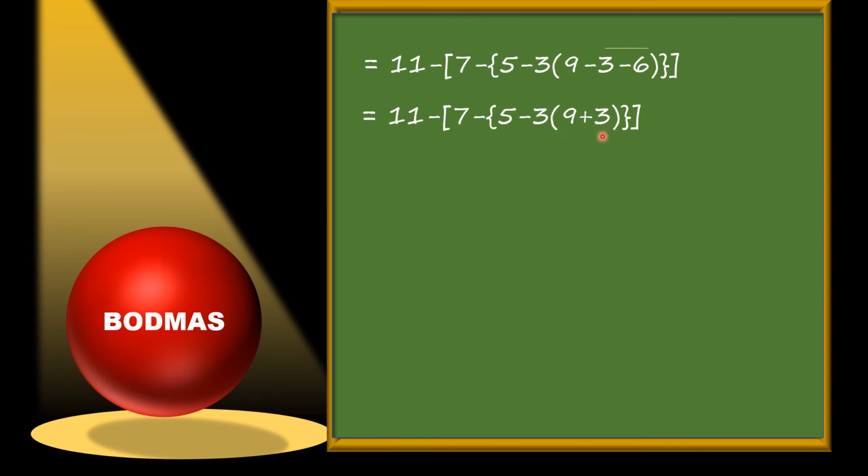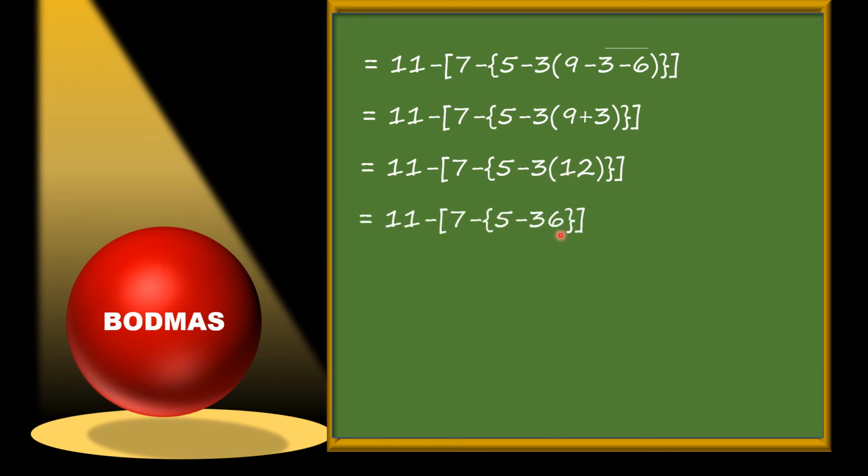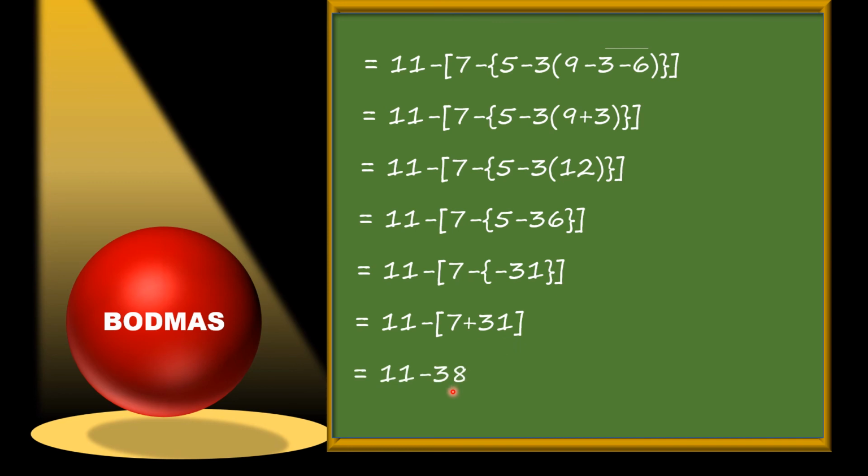Now we will solve this small bracket, 9 plus 3 equals 12, so it is 12. Now 3 12s are 36. Now we will focus on this curly bracket, 5 minus 36, which equals minus 31, and minus minus will be plus. So your question will be like this, 7 plus 31. Then we will solve this 7 plus 31, which equals 38. So 11 minus 38. Now just solve this and you will get your answer minus 27, which is a negative integer. And why a negative integer? Because we know that the absolute value of minus 38 is greater than the absolute value of 11.